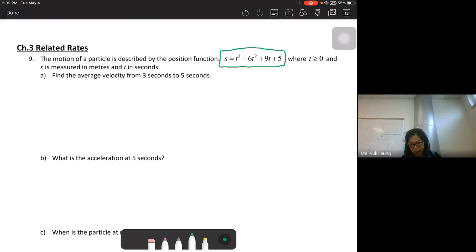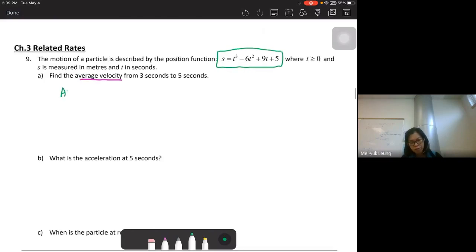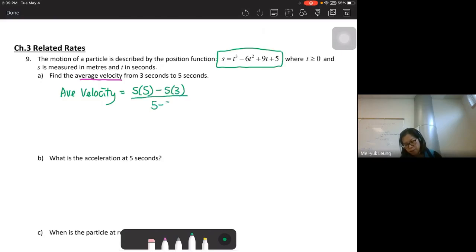So to find the average velocity from 3 seconds to 5 seconds, we know that average velocity is the same as finding the slope of a secant line, right? So we are going to find s of 5 minus s of 3 divided by 5 minus 3. So this is more like the delta s divided by the delta t. Okay, so that gives you the average velocity.